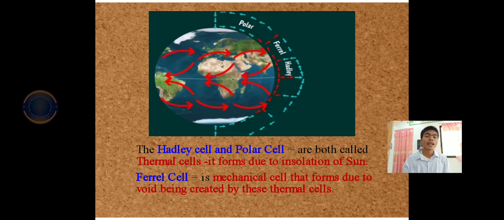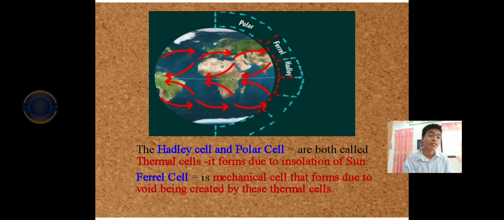The Hadley cell and polar cell are both called thermal cells. Why? They are formed due to insolation of the sun. When the solar radiation coming from the sun hits the surface of the equator area, that is why the Hadley cell and the polar cell have become thermal.